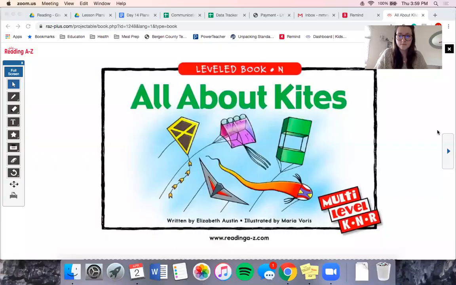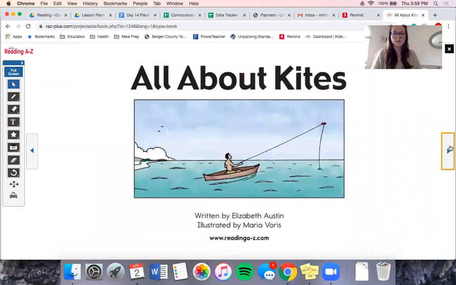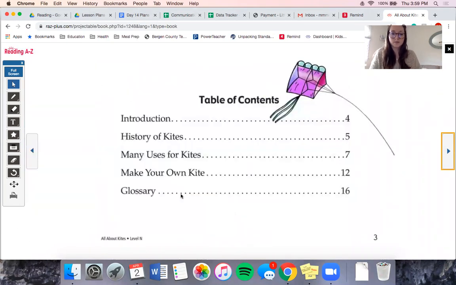I'm going to bring up my book that I have on Razkids. Let me share my screen with you. Okay, so I have my book called All About Kites. This book is a little bit longer, and I'm going to show you how I can break apart the parts of a book to help me understand the information a little bit better rather than try to read everything all at once. So I know in this book, I'm going to learn a lot about different things about kites.